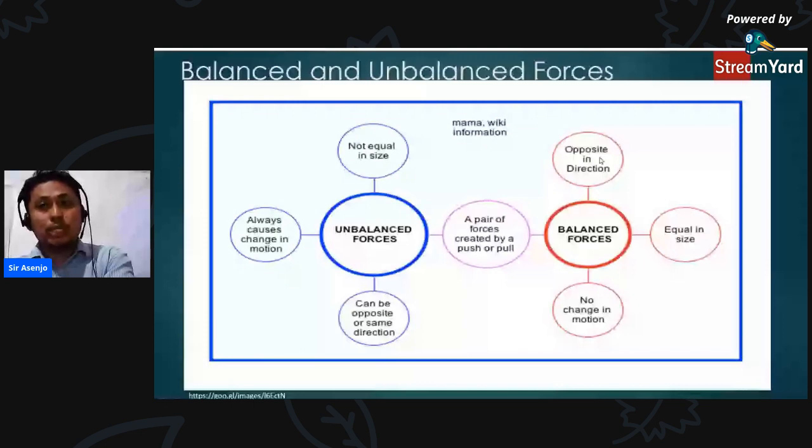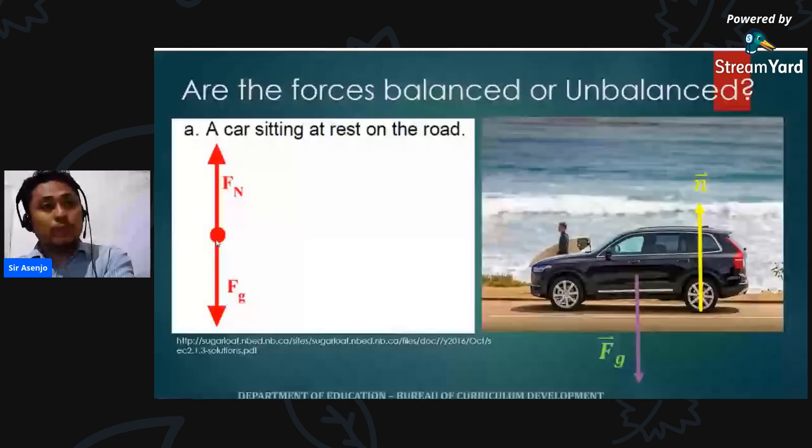This is our free body diagram. Observe, the magnitude, or the size of the force, is the same based on the length of the arrow, and they are in opposite directions. What do you think is this kind of force? Balanced or unbalanced? Perfect. It should be balanced force.